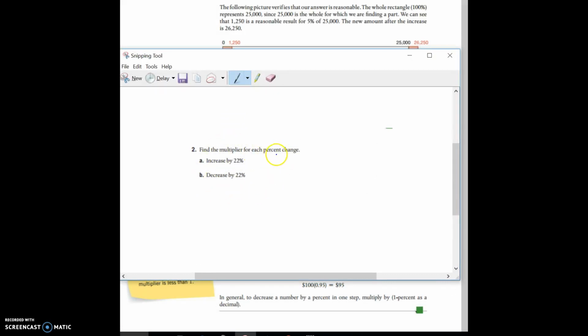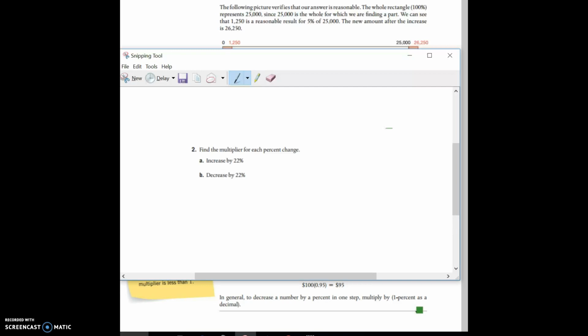I want you to try to find the multiplier for if I want to increase by 22% in one swoop instead of doing 2, like 0.22, getting that answer and adding it to the original, and decrease. So think about what the multiplier was, and that means you do it in 1 step. So try that, reread if you didn't, and try both of these.